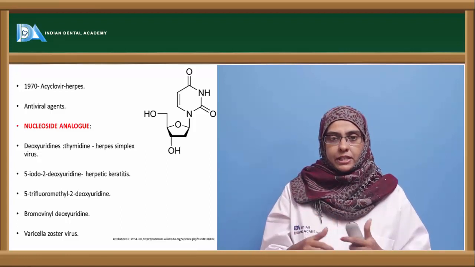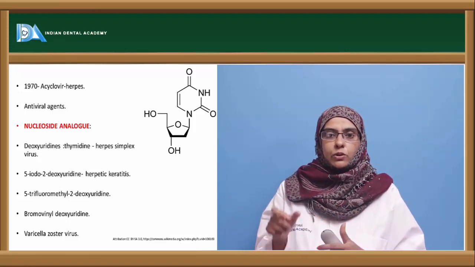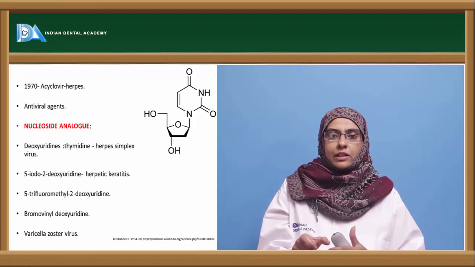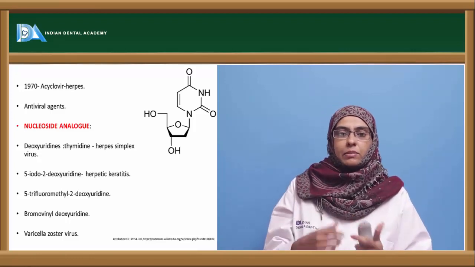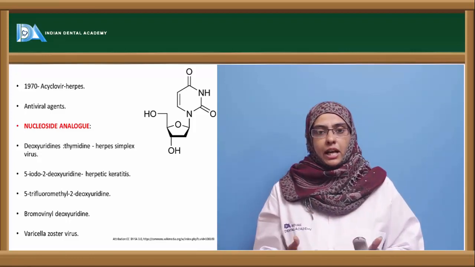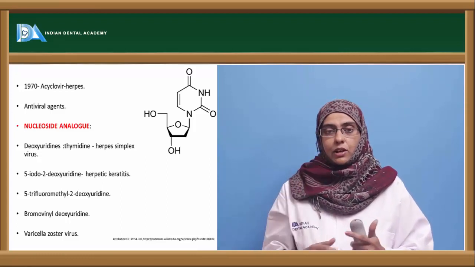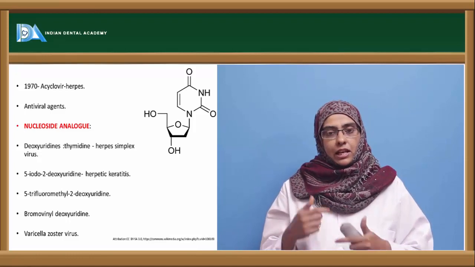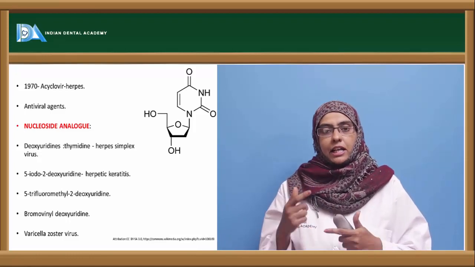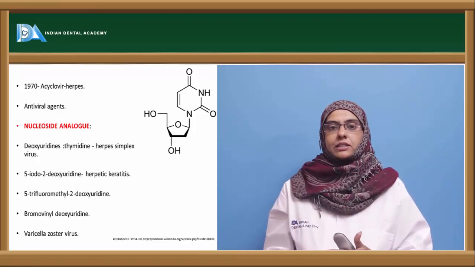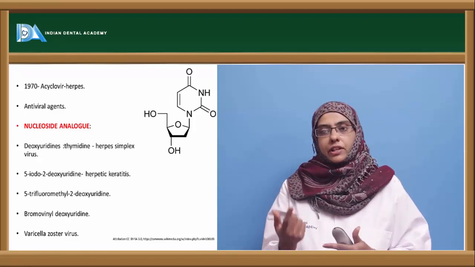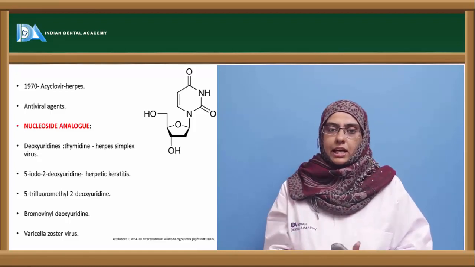So during the replication process, these analogs usually go and bind to the viral nucleic acid and completely change the viral nucleic acid and inhibit the viral infection. The best example here is deoxyuridine, which is an analog of thymine, and it blocks the thymidine kinase and is highly effective against herpetic keratitis.